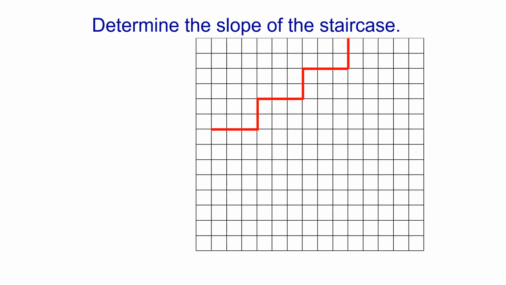What about the slope of this staircase? So we need to calculate the rise and the run, 3 and 2. So the slope is rise over run, 2 over 3. What about this staircase? This one has 3 and 3 for the numbers. So when I look at these staircases, this is a 3 over 3, and this is 2 over 3.